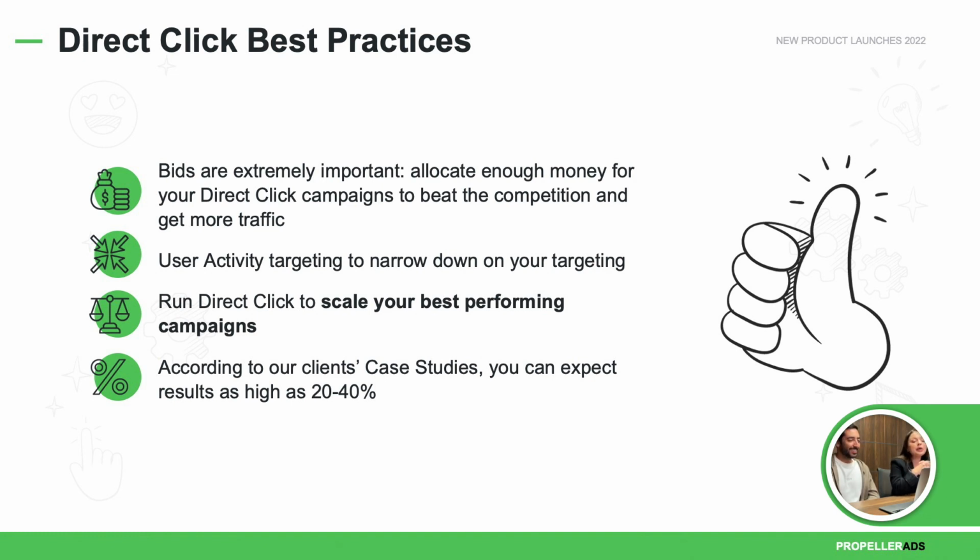So let's move on, and again, user activity targeting is a nice option to use here to narrow it down. Again, low, high, medium user activity. Use it here as well, please. Run direct click to scale your best performing campaigns. You have it, it's working well, scale. It's self-explanatory.